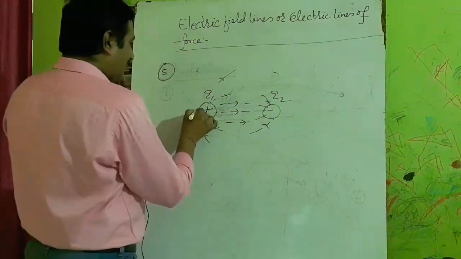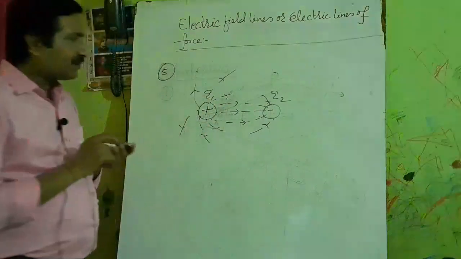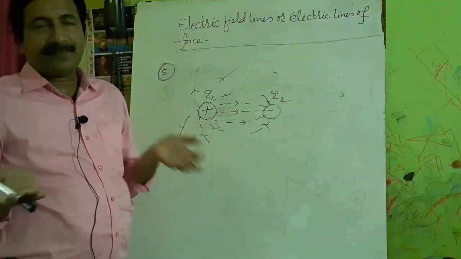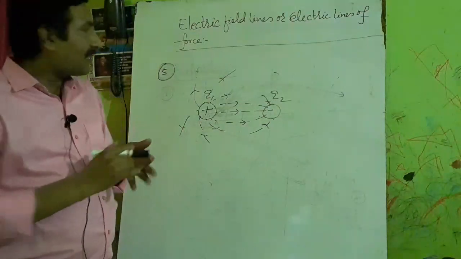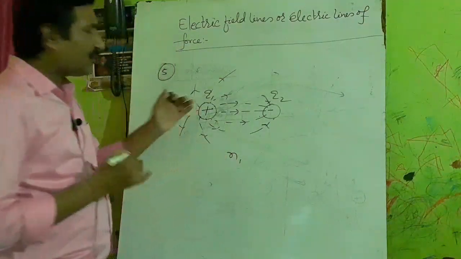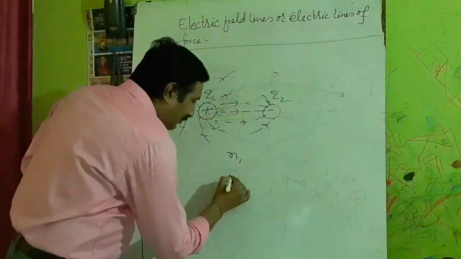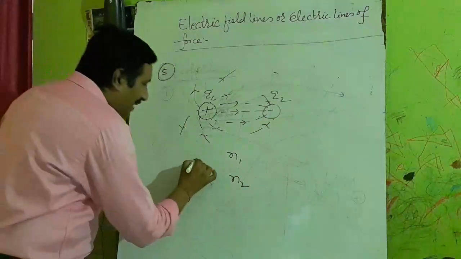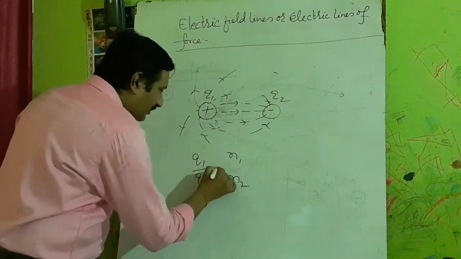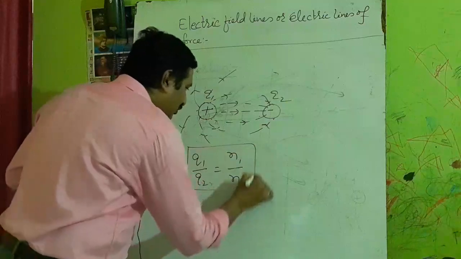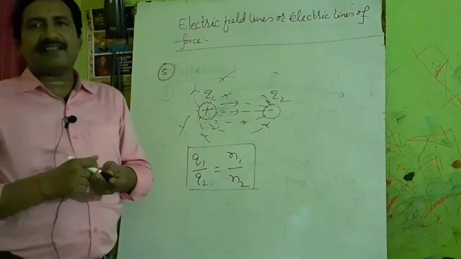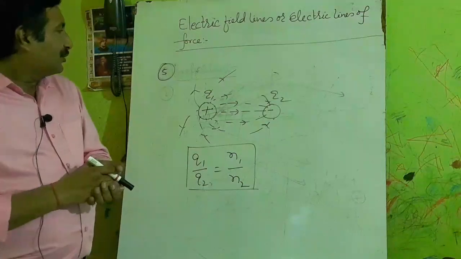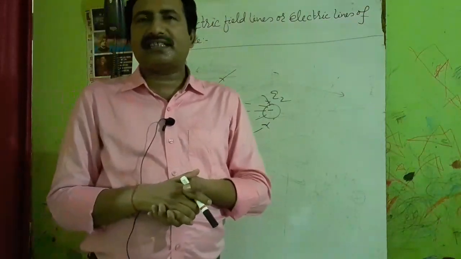It may also be possible that some of the field lines have started from Q1 but they are not terminating at Q2. Means there are different number of field lines corresponding to the two given charges. Suppose N1 is the number of field lines corresponding to charge Q1 and N2 is the number of field lines corresponding to the charge Q2. Then ratio of the magnitude of the charges Q1 and Q2 is equal to N1 by N2. This formula will be used to solve different objective numericals asked in different competitive examinations or even in board examinations also. So these are the properties of electric field lines or electric lines of force.